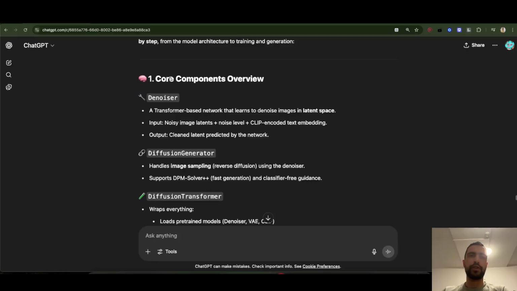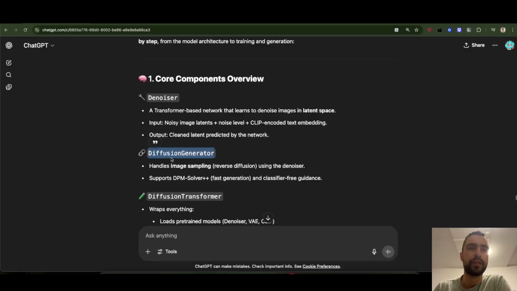Core components of this repository: denoiser. This is the file, a transformer-based network that learns to denoise images in latent space. Input: noisy image latents, noise level, and CLIP encoded text embeddings. This might be replaced later, but let's learn it with this now. Output: clean latent predicted by the network.